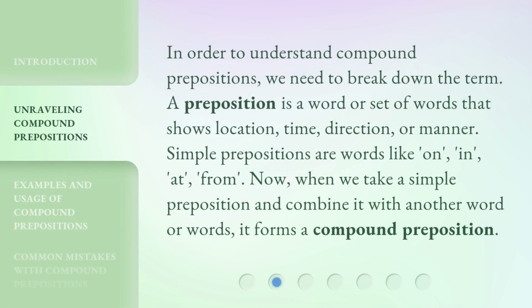In order to understand compound prepositions, we need to break down the term. A preposition is a word or set of words that shows location, time, direction, or manner. Simple prepositions are words like on, in, at, from. Now, when we take a simple preposition and combine it with another word or words, it forms a compound preposition.